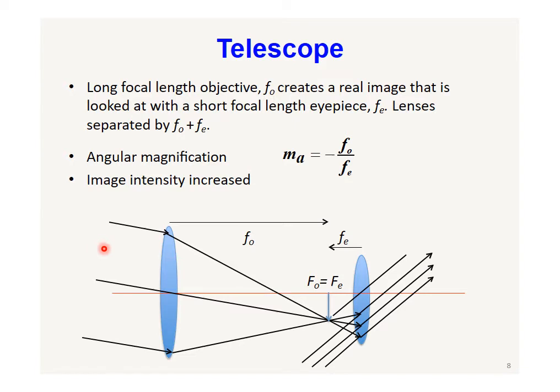So a real intermediate image is formed at the focal point. This image is the object for the next lens system, and in this case it's the eyepiece. So the role of the eyepiece is to form a virtual magnified image. In this case you can see the magnification is a magnification in angle. The angle made between these rays and the optical axis is larger than the angle of the original rays and the optical axis.